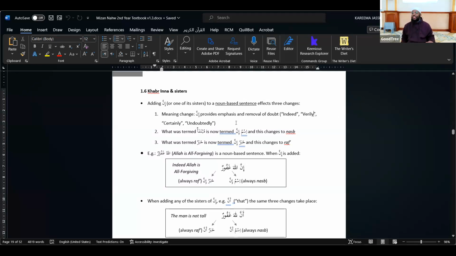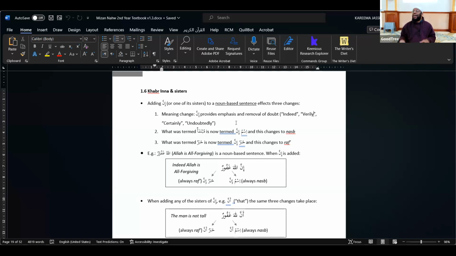Then the second type of change. So the one type of change is a change in meaning. The second type of change is a change in terminology, right? And what's the change in terminology? Let's take an example. Allahu ghafurun. How do you translate that sentence? Allah is ghafur. Ghafara yaghfiru means to forgive. So Allah ghafurun.